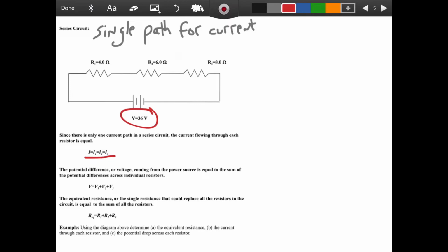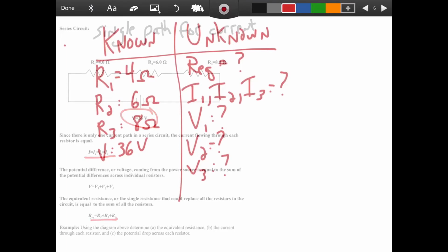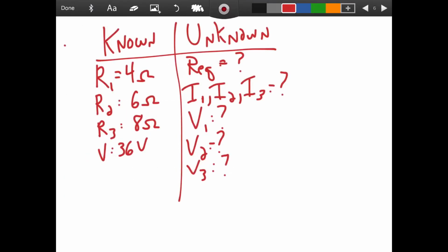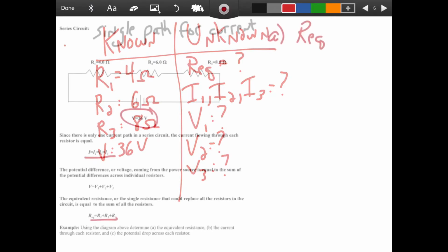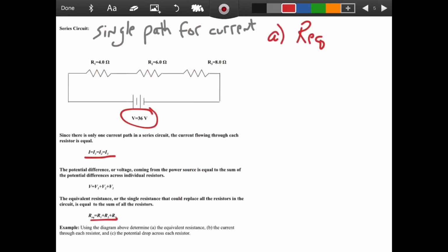And while our circuit is in series, it's very easy to just add up the resistors. As you can see here, we don't have to do anything crazy to add those, to just create a known and unknown chart to help you analyze the circuit. As you can see, we're given quite a few pieces of information here that are going to help us solve the problem.